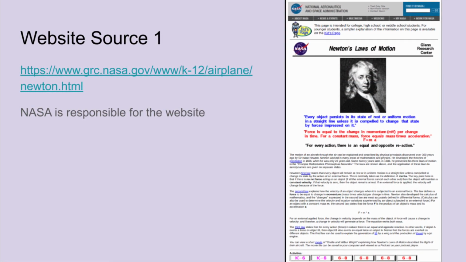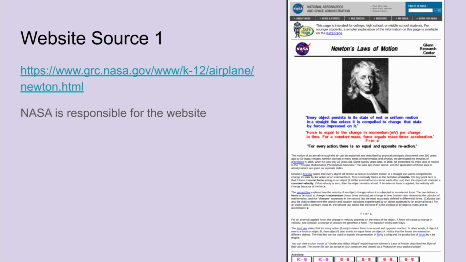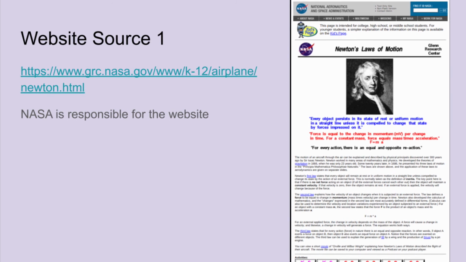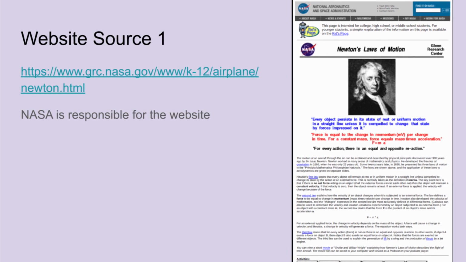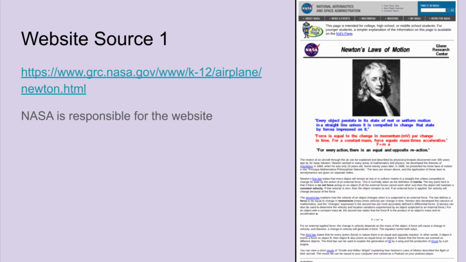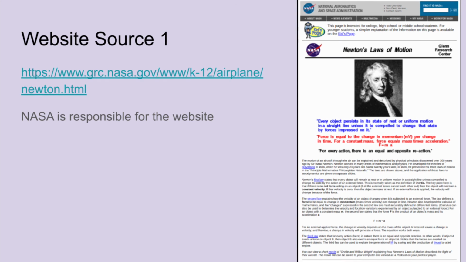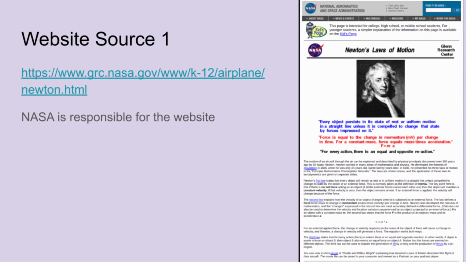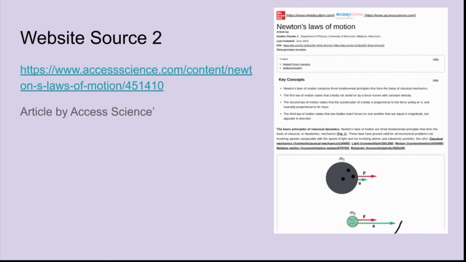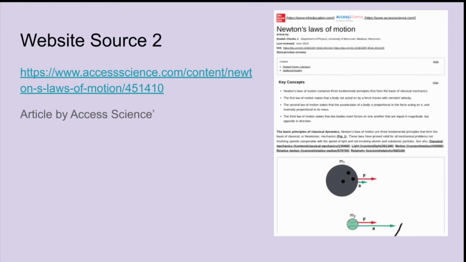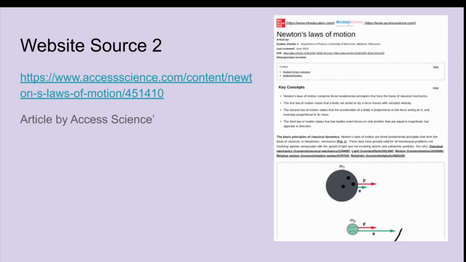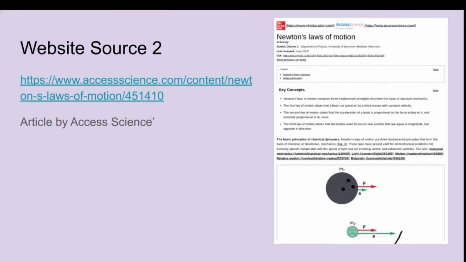For our first website source, we chose a website that NASA is responsible for. Also attached to the slide is the URL for the website, and also attached to this is the first page of the article that we use, which explains Newton's laws of motion. Our second and final source is an article by Access Science that explains Newton's laws of motion as well. Attached is the URL as well as the first page of the website.